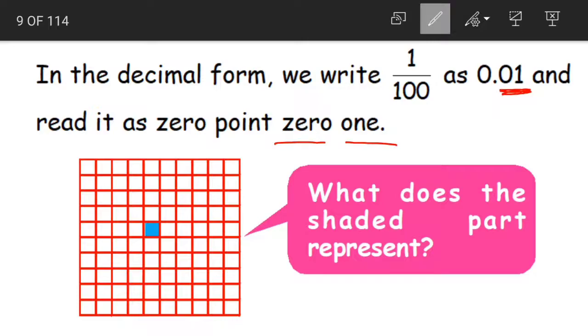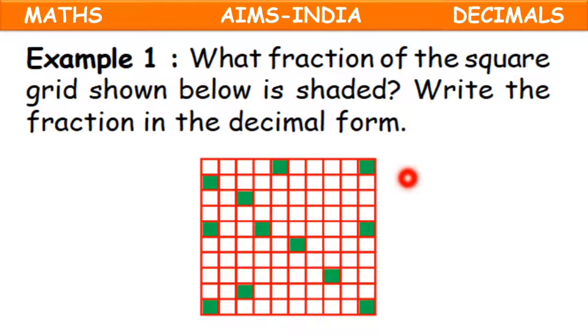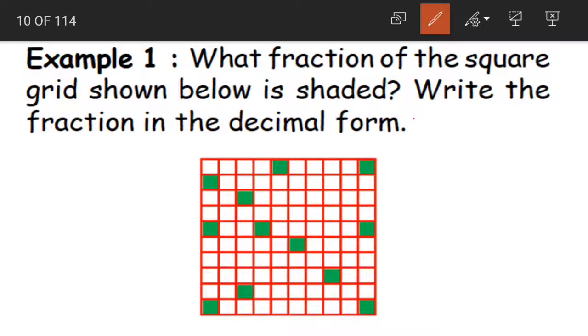0, 1. They are read separately. Next example. What fraction of the square grid shown below is shaded? Write the fraction in decimal form.